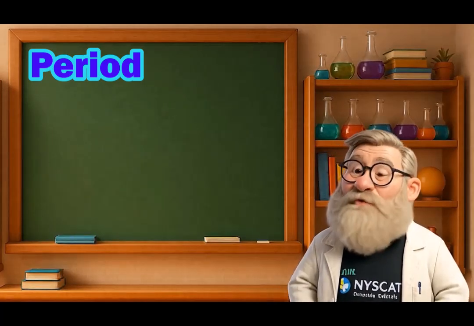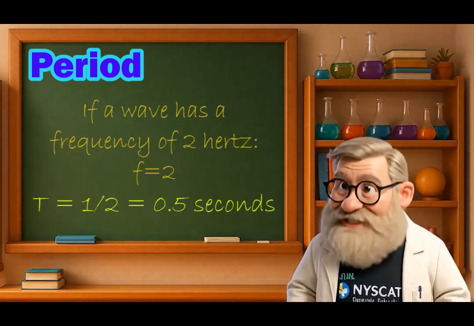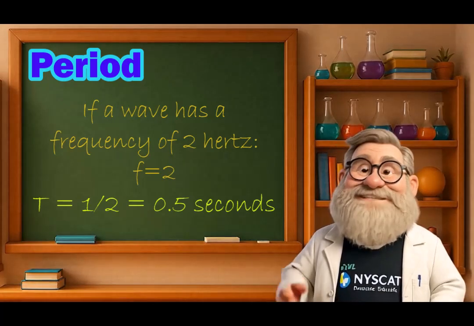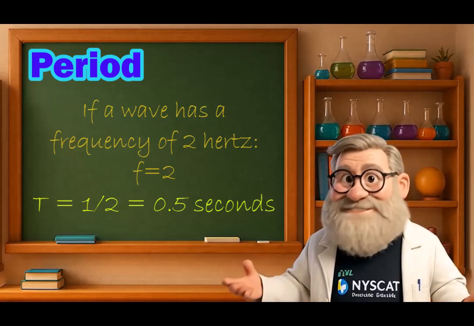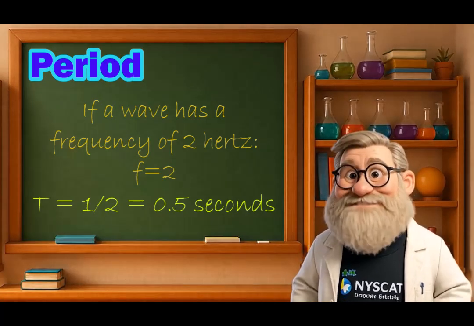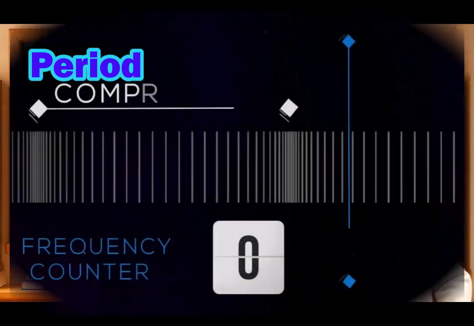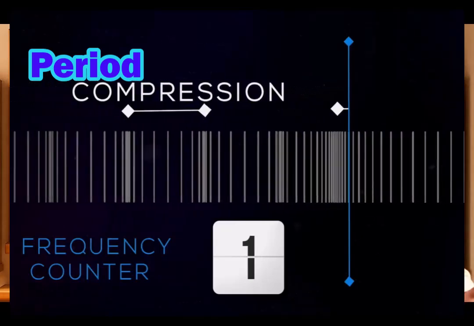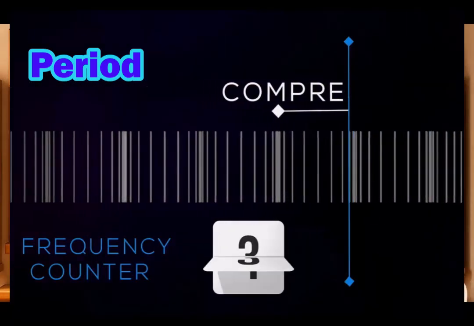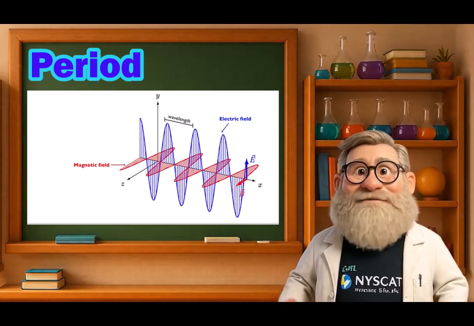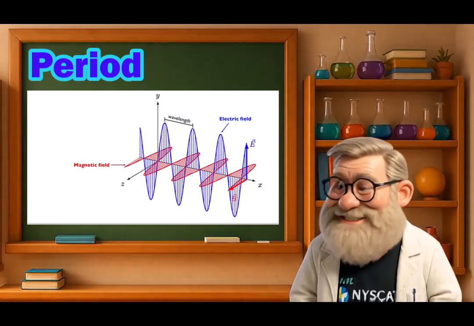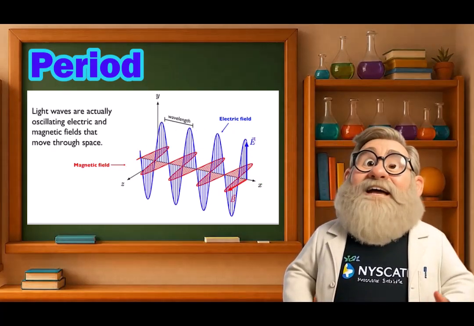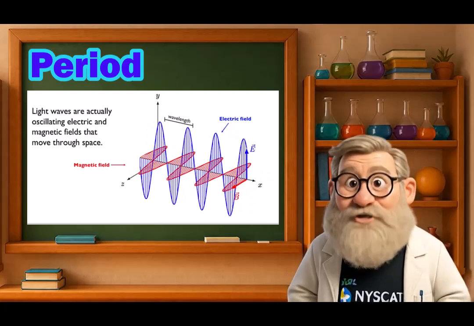For example, if a wave has a frequency of 2 hertz, that means 2 waves pass by every second. So each wave takes half a second to pass. Its period is 0.5 seconds. Period is especially useful when we want to track the motion of individual particles in a wave. In a sound wave, it tells us how quickly the air molecules are vibrating. In a light wave, it tells us how fast the electric and magnetic fields are oscillating. So while frequency and period measure different things, they always work together to describe the rhythm of a wave.